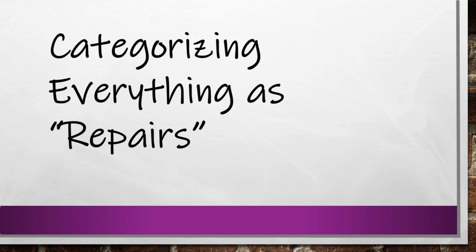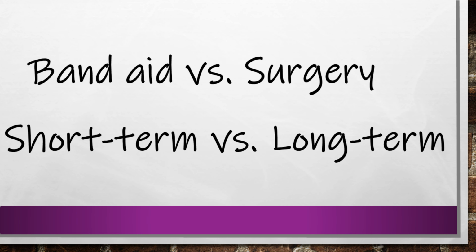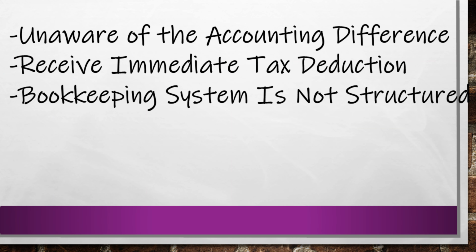Reason number 1, categorizing everything as repairs. Categorizing everything as repairs is like using a Band-Aid for every injury, when some situations actually require surgery. The reason you're categorizing everything as repairs is because you're unaware of the accounting difference. For example, there's repairs and there is capital improvement. Capital improvements are going to be your funds that you use for things such as your roof, your water heater, or your HVAC. Repairs are going to be anything that you use to fix something that is malfunctioning.